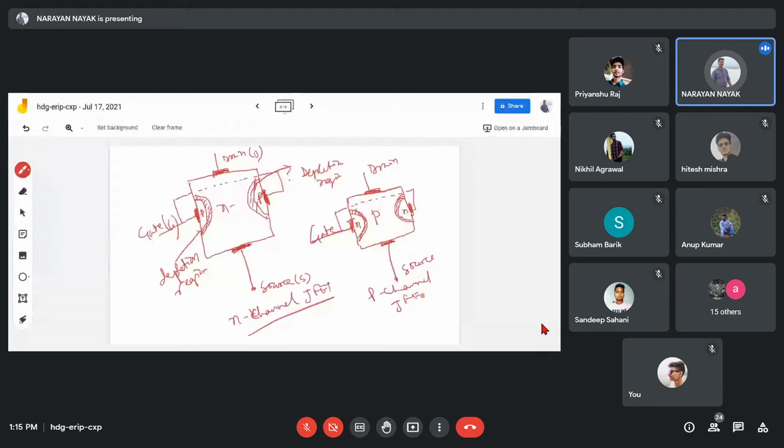Understood? So the difference is that in the N-channel JFET, the major part of the structure is N-type material. In the P-channel JFET, the major part of the structure is P-type material. Okay. And both sides you have the junction, that is P material here, and this is the depletion region. Similarly, here also, if it is a P-channel JFET, both sides you have the junction with N-type material with the depletion region. Clear? Okay.